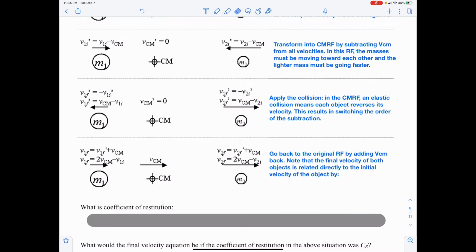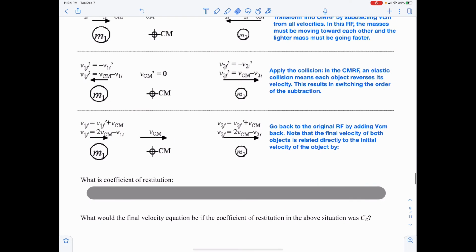Go back to the original reference frame by adding VCM back. So it's no longer 0 in the middle, it's back here. And what that does is that helps you relate the velocity of the center of mass to the velocity of each object.